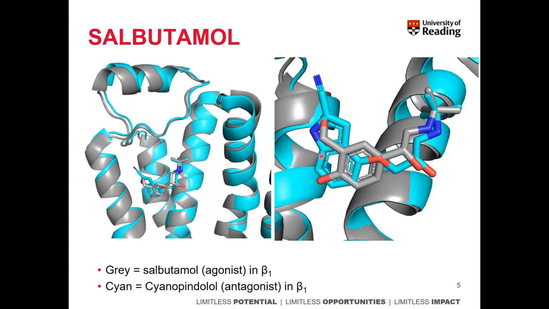Now, what you can see is that the salbutamol, the agonist for this receptor, is smaller than the cyanopindolol. The cyanopindolol extends further out from where the salbutamol would be, and it's this size difference that allows the cyanopindolol to act as an antagonist. It binds into the receptor, but it binds in a way that doesn't activate it. The salbutamol, being smaller, binds in a way that activates the receptor and allows it to have the correct induced fit.